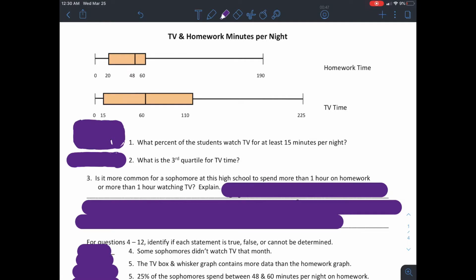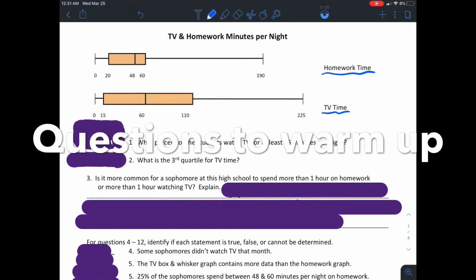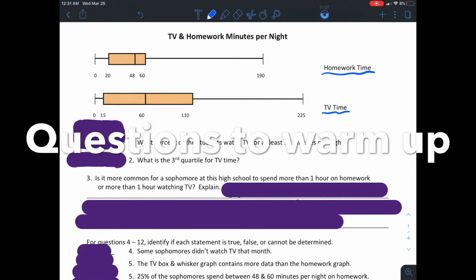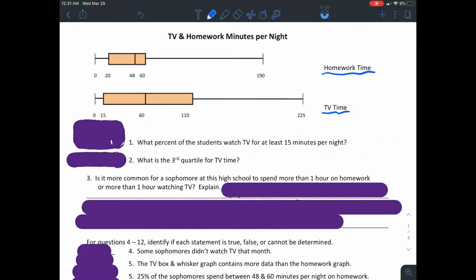TV and homework minutes per night. Our top graph shows us how many minutes students are spending on homework each night. And our second box plot shows us how many minutes students are spending on TV time each night. Question 1 asks us, what percentage of students watch TV for at least 15 minutes? So it's asking us about TV, so we're looking at the second graph.